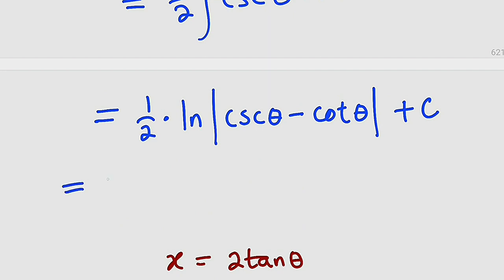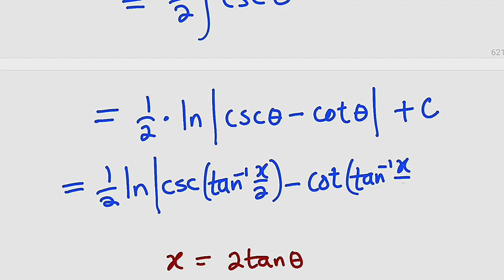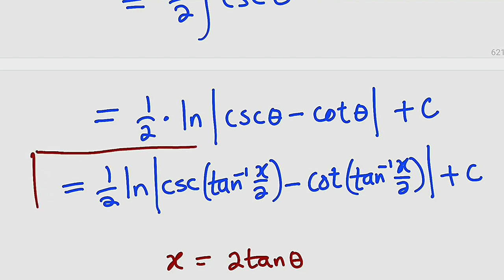So finally, our solution is 1 divided by 2 multiplied by the natural log of the absolute value of cosecant of tan inverse, or arctangent, of x divided by 2. Then we minus cotangent of tan inverse of x divided by 2, right? Then plus the constant of integration. And hence, this is the solution to that problem.